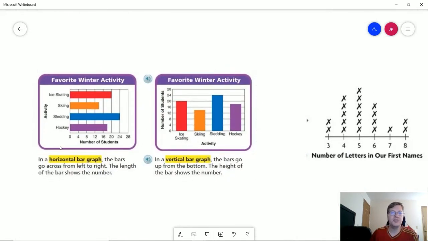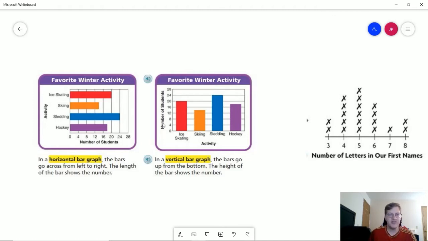So one of the most important things with bar graphs is understanding what we need to do when we create them. Reading them is usually pretty easy. When we create them, we are going to use a scale, and that scale is going to be consistent. We can't say, oh, I'm going to count by twos to get to this point, and then I'm going to count by fours as I keep going. It's got to be the same number.